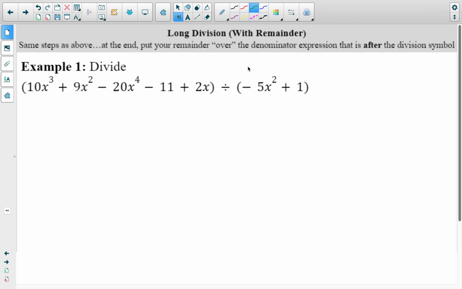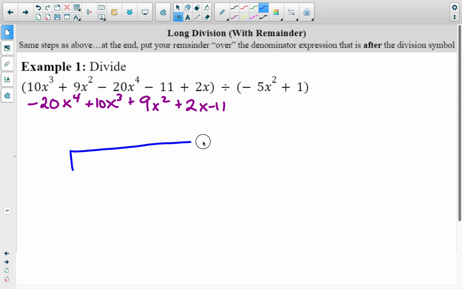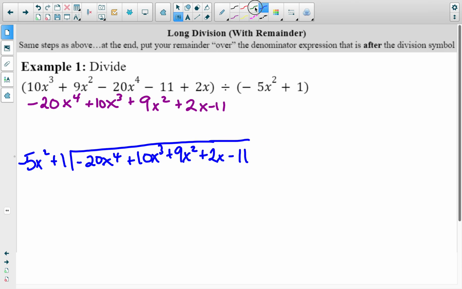Notice first off that these terms are not in order. We have a 20x to the fourth in the middle here, so what I'm going to do first is rewrite: negative 20x to the fourth plus 10x cubed plus 9x squared plus 2x minus 11. And now I'm going to draw my division bar and get going. Negative 5x squared plus 1, into negative 20x to the fourth plus 10x cubed plus 9x squared plus 2x minus 11. This one's going to be super fun.